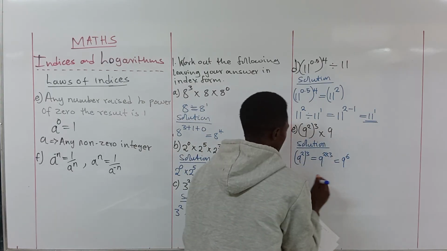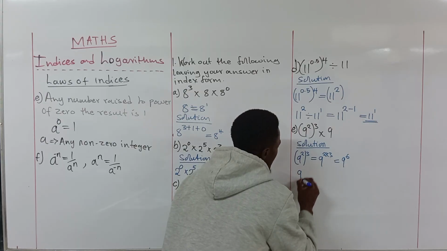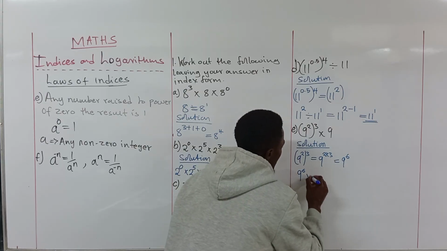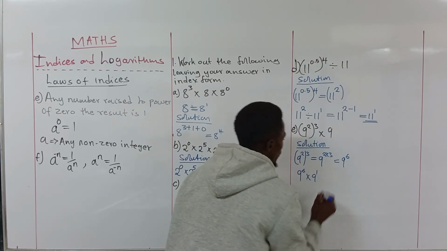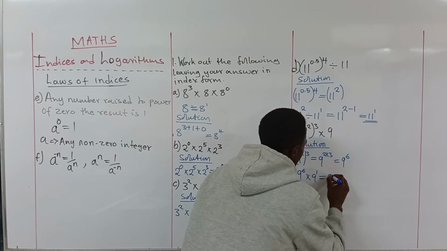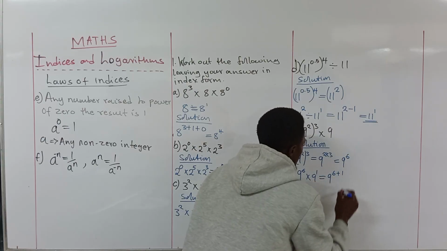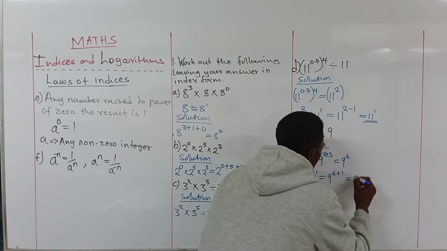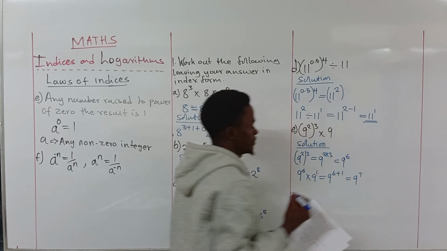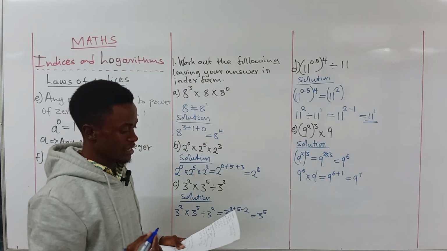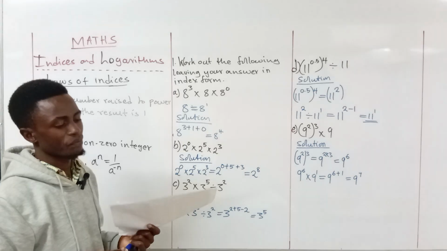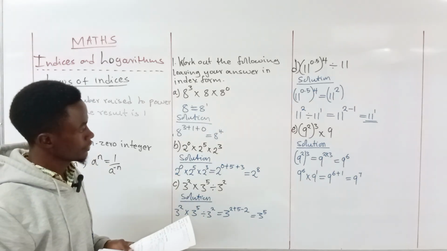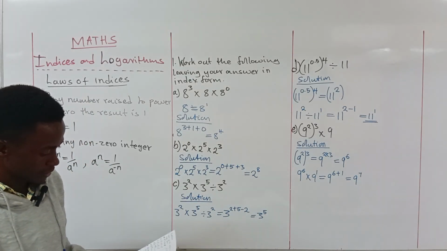So we join the second one. It's going to give us 9 power 6 times 9 power 1. It's going to give us 9 into 6 plus 1, which is going to give us 9 power 7. So in that case, we have solved it.